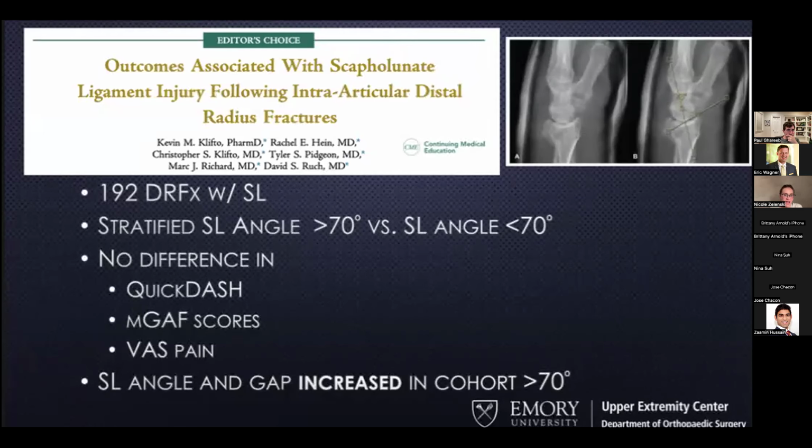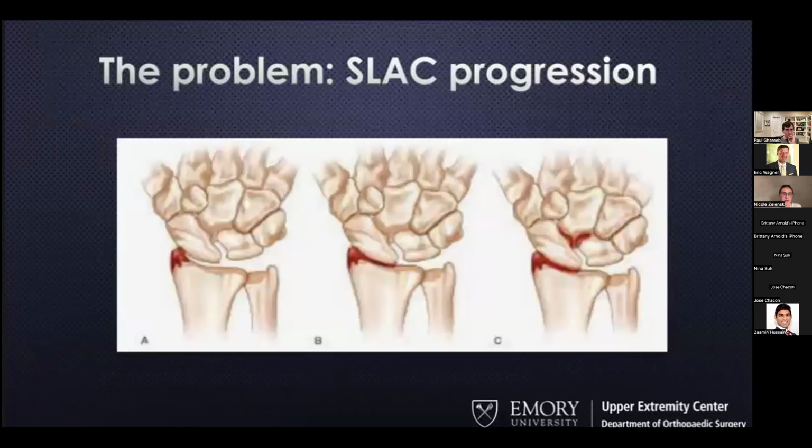However, those that had an SL angle over 70 at the time of fixation and after fixation, that SL angle and the gap increased. So we think that potentially those that have some DZ are going to progress. And of course, we know that that's bad because this causes SLAC wrist.